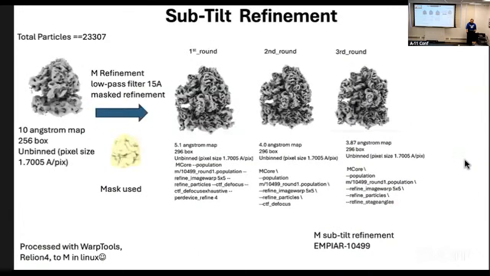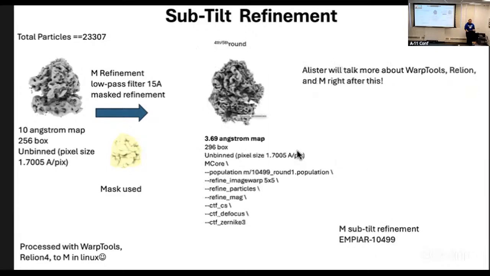It's actually using the EMPIAR 10499 data set from the original Warp paper. Just with general subtomogram averaging, you get something like a 10 angstrom map. You can do an M refinement, and Alistair will tell you about doing stepwise refinement and things like that for optimizing parameters. But with one round of M, you go from 10 angstroms to about a 5 angstrom map. Second round, 4. Third, about 3.8.